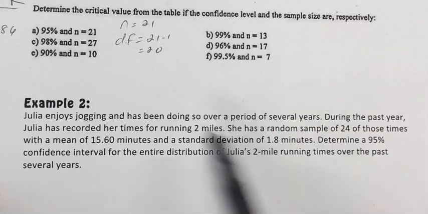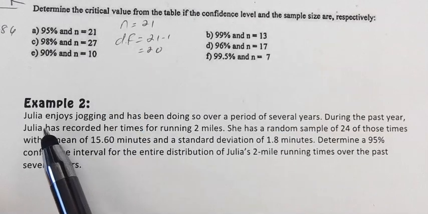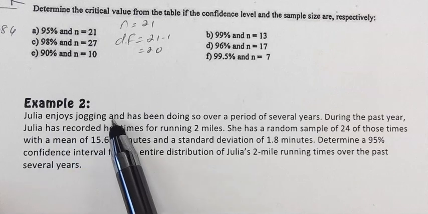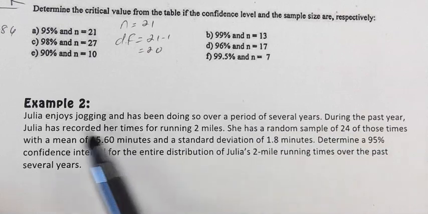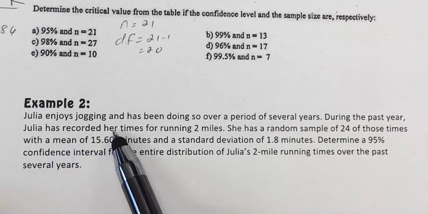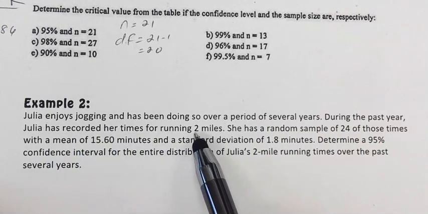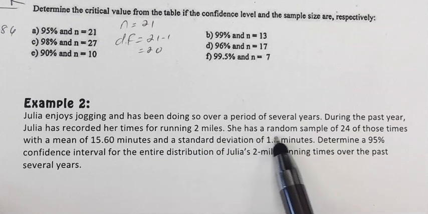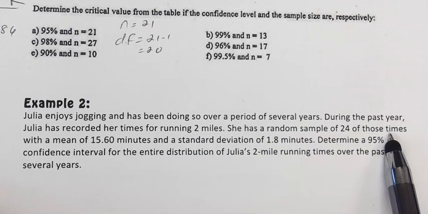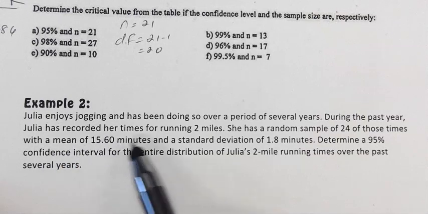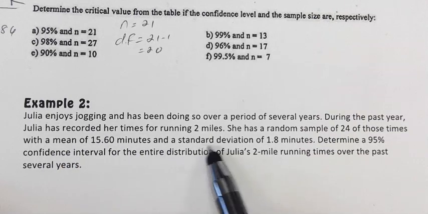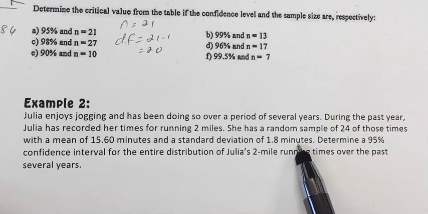All right, here's the example. Hopefully you answered those. It says Julia enjoys jogging and has been doing so over a period of several years. During the past year, Julia has recorded her times for running 2 miles. She has a random sample of 24 of those times with a mean of 15.6 minutes and a standard deviation of 1.8 minutes.